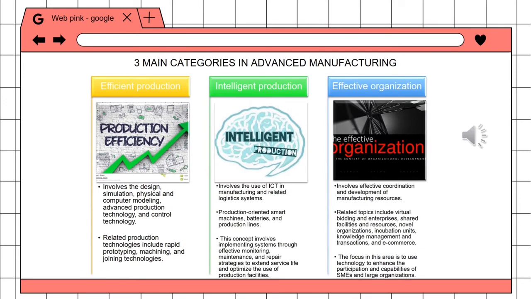There are three main categories in advanced manufacturing. First, efficient production involves the design, simulation, physical and computer modeling, advanced production technology, and control technology. Examples of these production technologies include rapid prototyping, machining, and joining technologies.